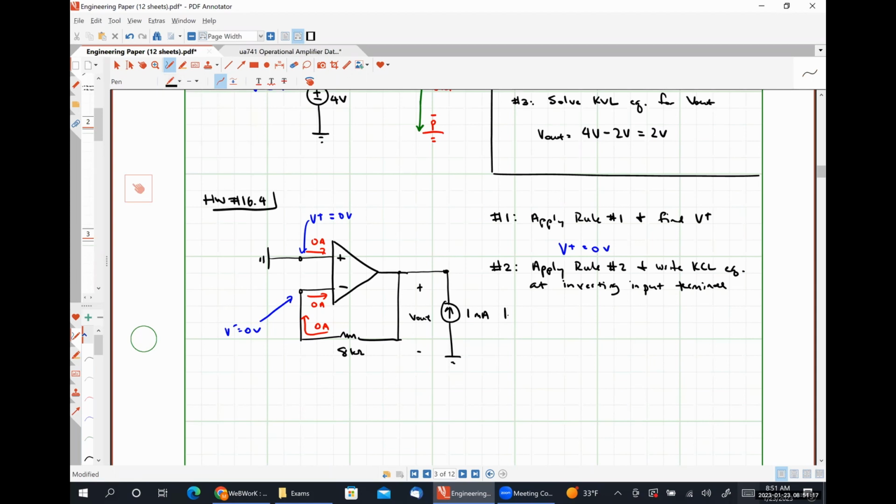So step 3, solve for Vout. What does Vout have to be? I disagree.